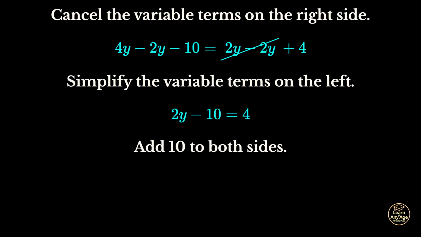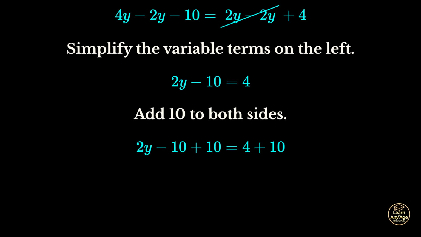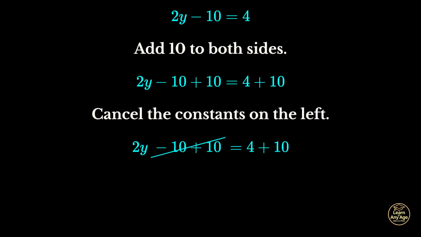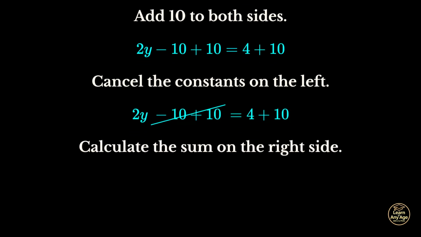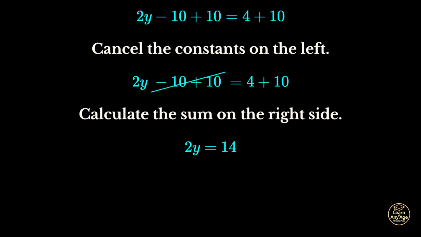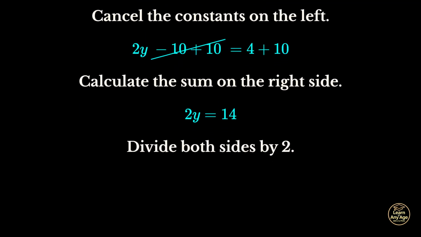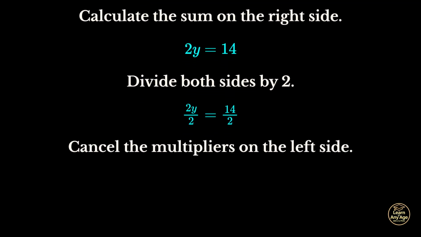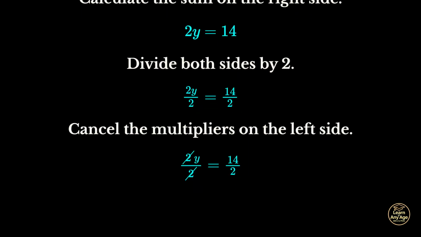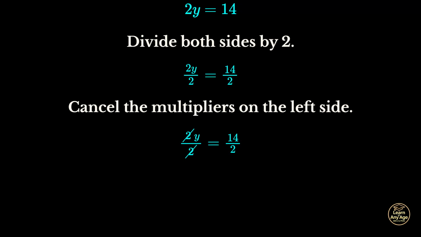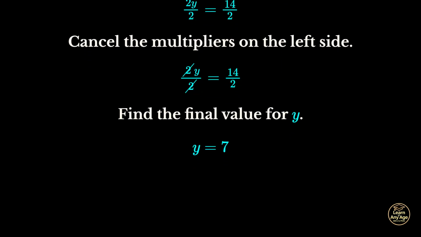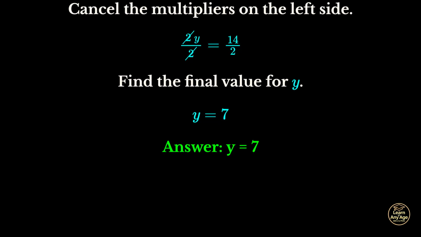Add 10 to both sides. 2y minus 10 plus 10 equals 4 plus 10. Cancel the constants on the left. 2y minus 10 plus 10, cancelled out, equals 4 plus 10. Calculate the sum on the right side. 2y equals 14. Divide both sides by 2. 2y over 2 equals 14 over 2. Cancel the multipliers on the left side. 2 cancelled out, y over 2 cancelled out, equals 14 over 2. Find the final value for y. y equals 7. Answer, y equals 7.